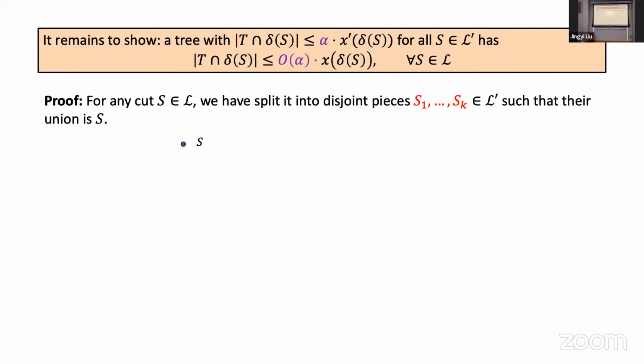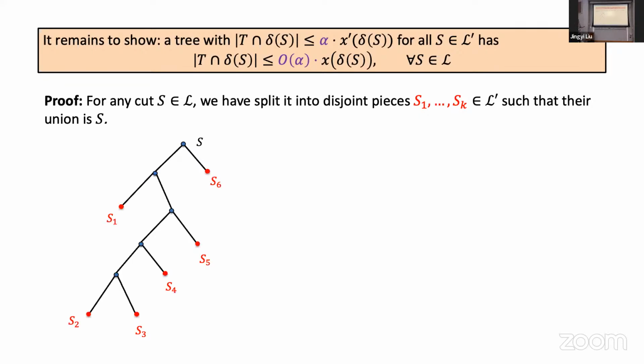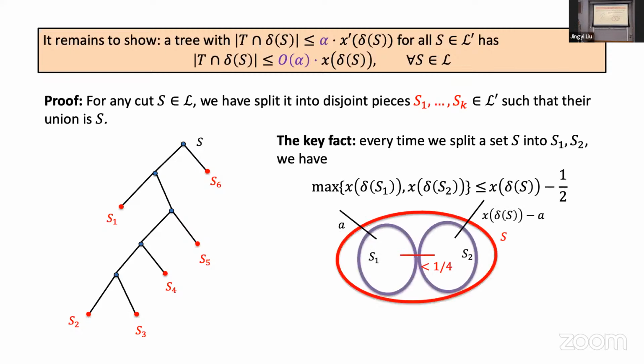And now we want to show that it's actually enough to solve the problem on X prime and L prime. Okay, so why is this true? For any cut S, we've split it into a bunch of disjoint pieces, right? Maybe S was split into A and S minus A, and so on. And now we have a bunch of sets that together compose S. And here's the key fact: every time you split a set into 2 pieces, the maximum of their values, let's say S1 and S2, is at most the value of S minus 1/2.